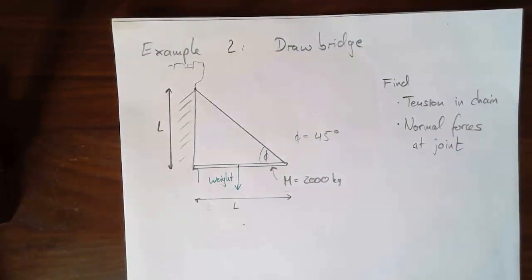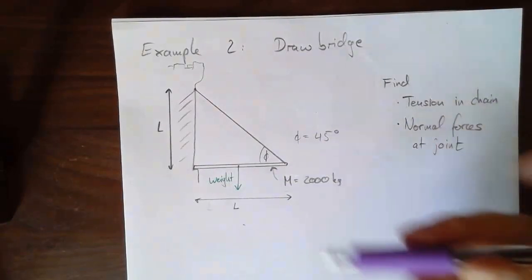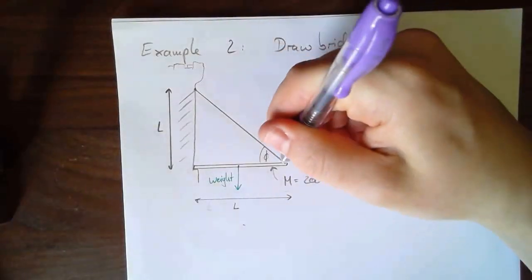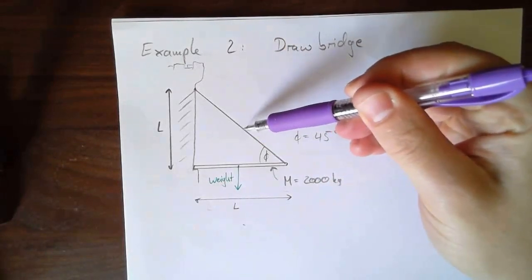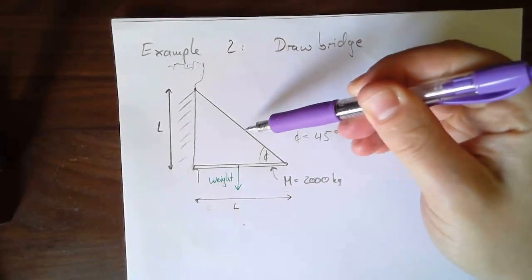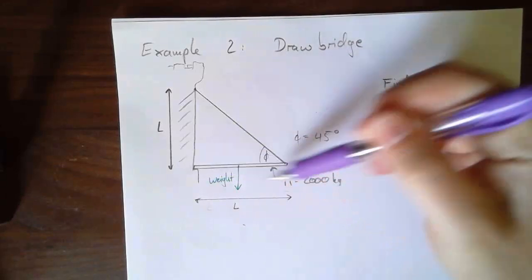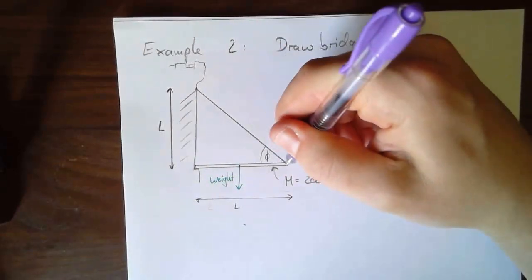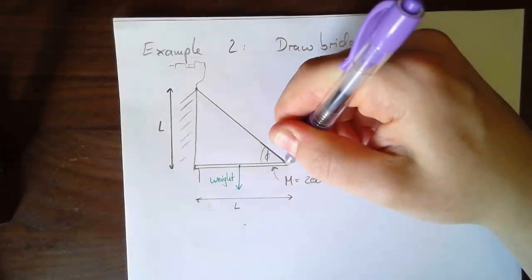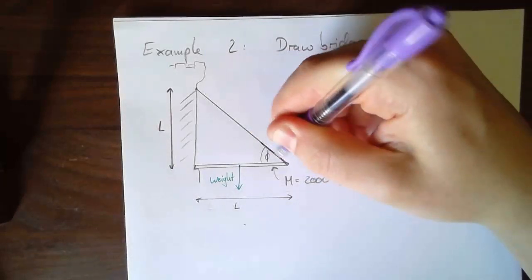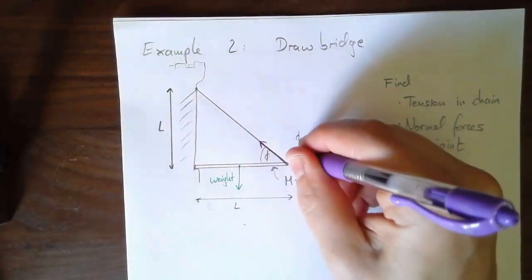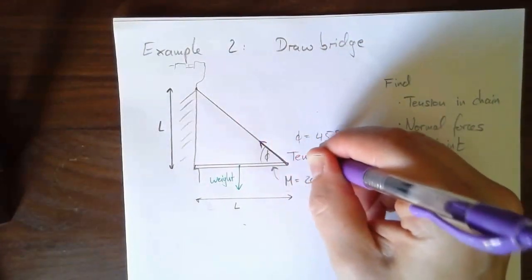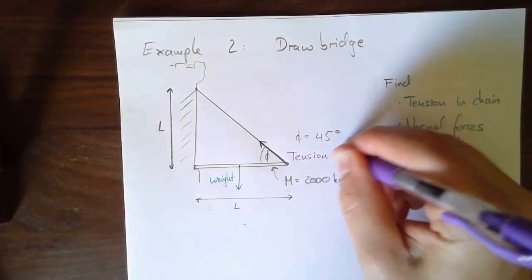What other forces are acting? Well, there's definitely going to be a tension, right? How do I know that? Well, if I imagine the tension wasn't there, like the chain gets cut, then the bridge would not just hang like this. So there's tension here in the direction of the chain. Tension, let's call it T.